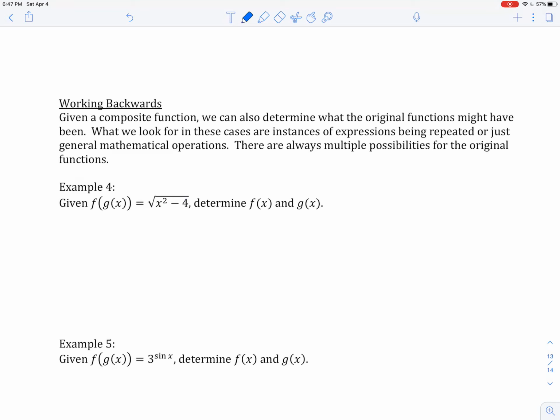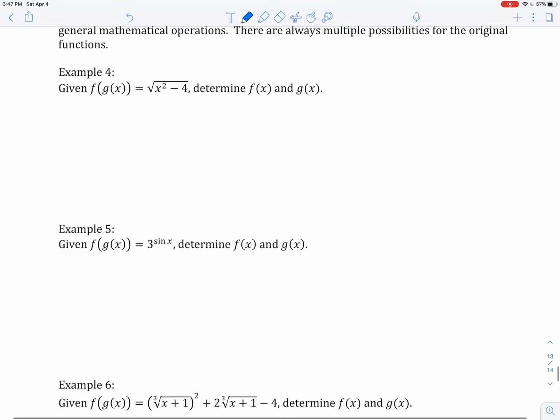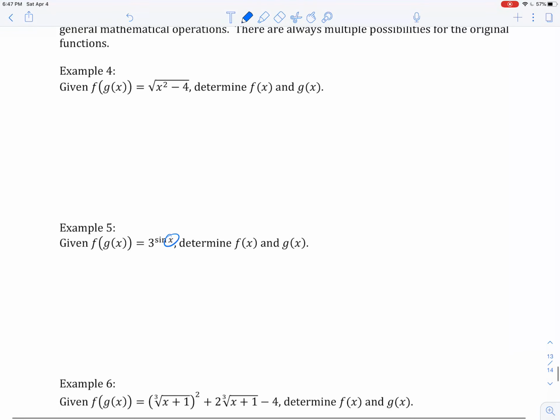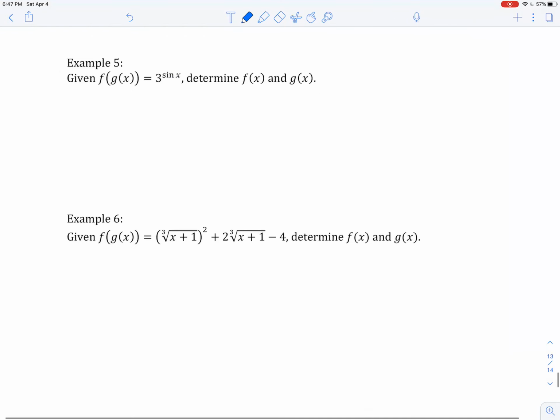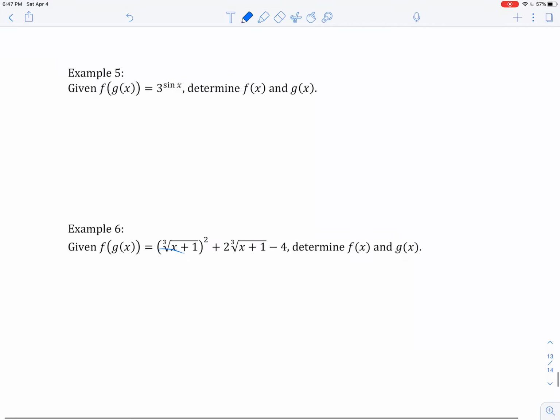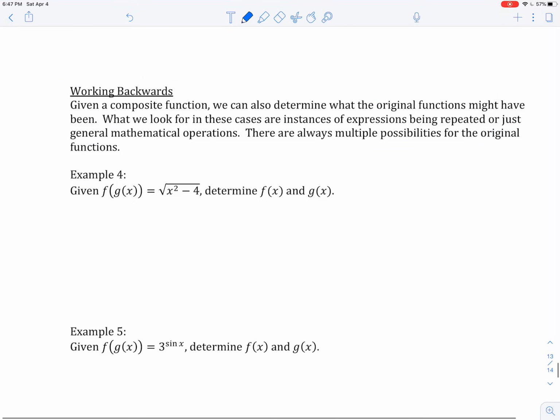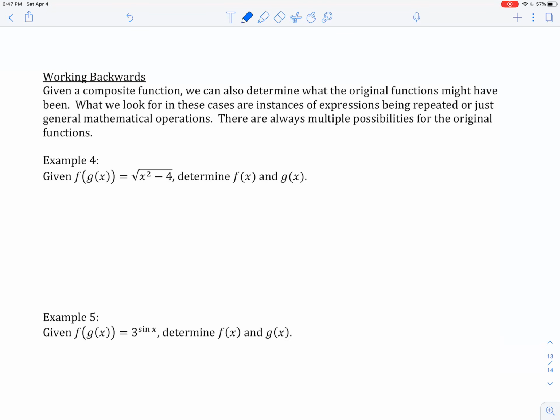You can take the square root of things. You can square things. You can subtract 4 from things. You can put things in an exponent. You can take sine, cosine, tangent of things. You can square them. You can, in fact, throw them into a polynomial. There are options. There are multiple options here.